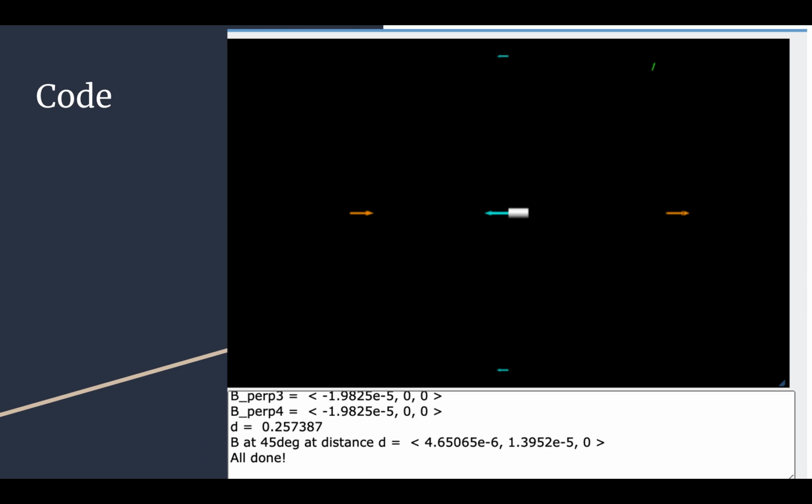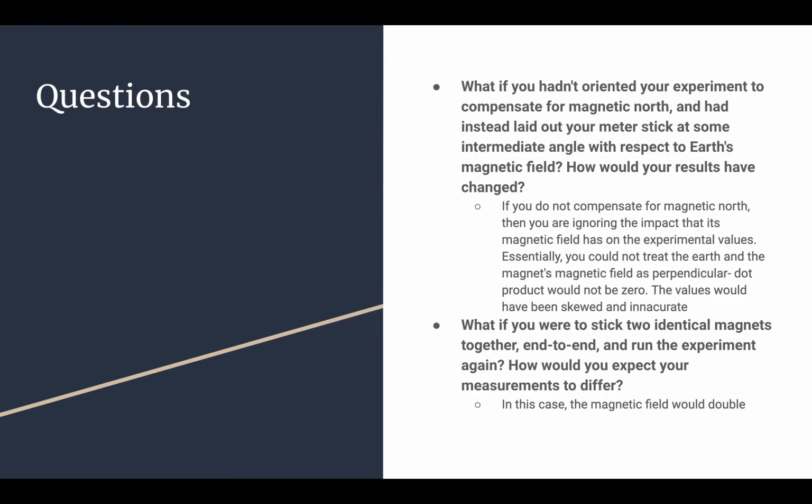This is the graph that I created. So that's going to be the magnet, and the blue arrow is the on-axis, and then the orange arrows are the off-axis magnetic field. So the questions that I answered to summarize the lab.